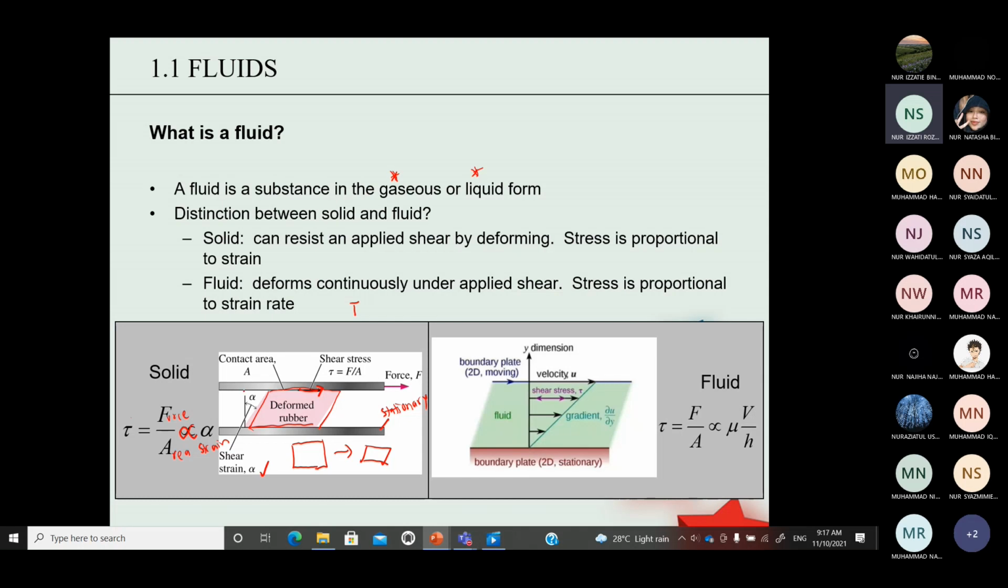Imagine your original shape is like this. Then you give a force, a stress here. Then there will be an angle here. From the original to the deformed shape, we have an angle of change. So the angle here we call shear strain.